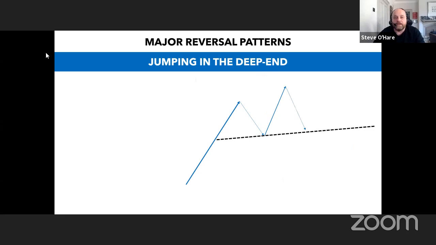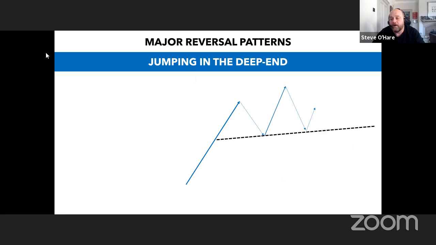Now, I'm going to show you 3 different ways of trading the reversal pattern. The first one I like to call jumping in at the deep end. This is what a lot of people get carried away with. They see these sort of formations taking shape and they think, right, okay, let's get in early. So if you have the volume bars as well to back this formation up, this will give you an even better indication.